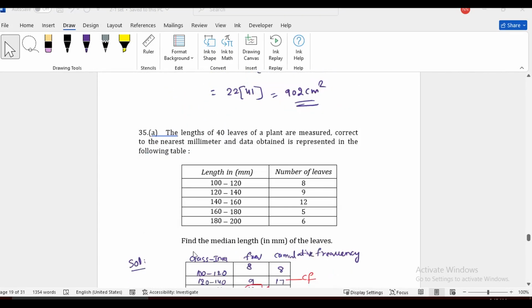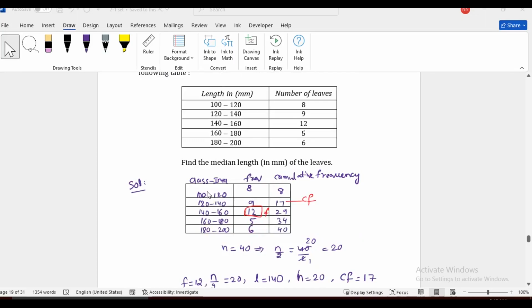Next question, 35th question. Here the given class intervals and frequency, we need to find the median. To find the median, we need to write cumulative frequency for the question. These are class intervals, frequency. How to write cumulative frequency? First 8 is same and after that add the next number to 8. 8 plus 9 is 17. 17 plus 12 is 29. 29 plus 5 is 34 and 34 plus 6 is 40.